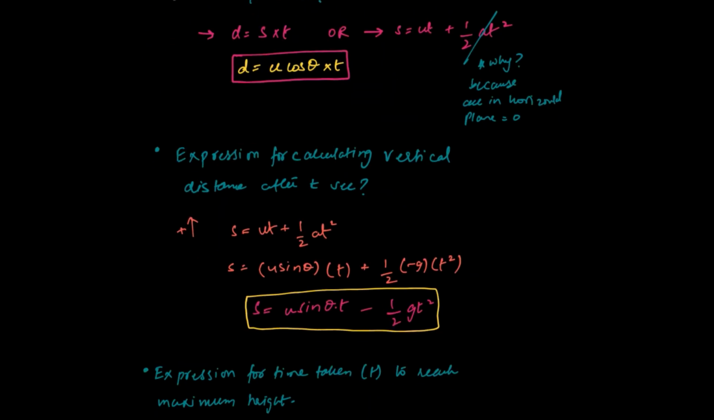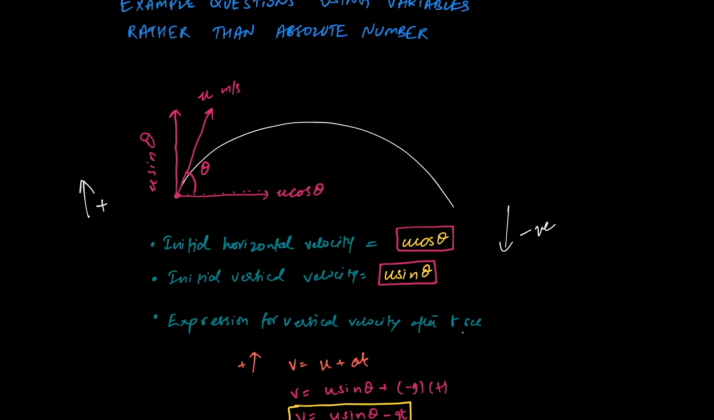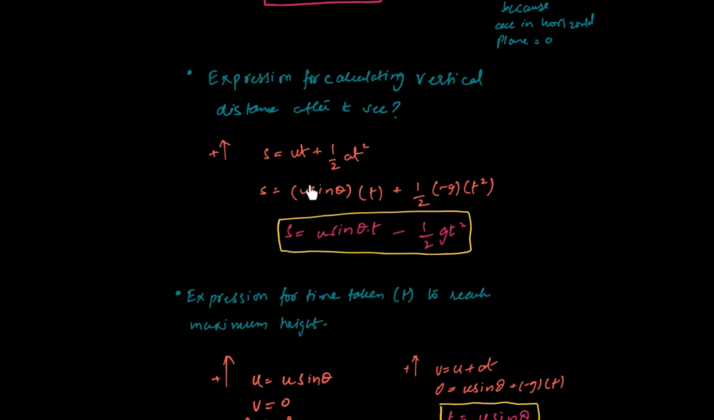Moving on, the question says expression for calculating vertical distance after t seconds. So in this case, you will use the formula s equals ut plus half at squared, and we already know the initial velocity. We have already calculated that, it is u sine theta, and we just have to put it in the formula. So u sine theta, that is the initial velocity, times the time taken, plus half times the acceleration, that is again the negative of acceleration due to gravity, and the reason is that we take upwards as positive and gravity is directed downwards, times time squared.